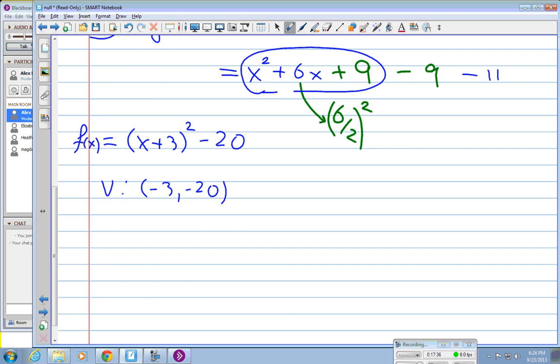And again, that is the minimum value. So the function obtains the minimum value of negative 20 when x equals negative 3.